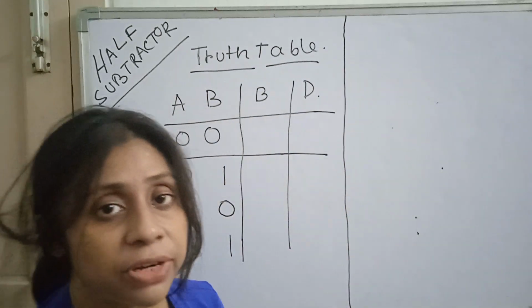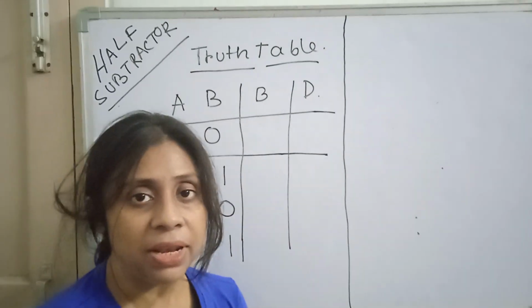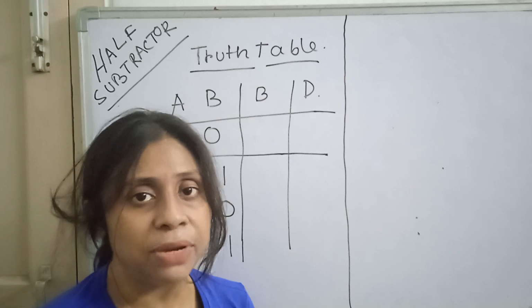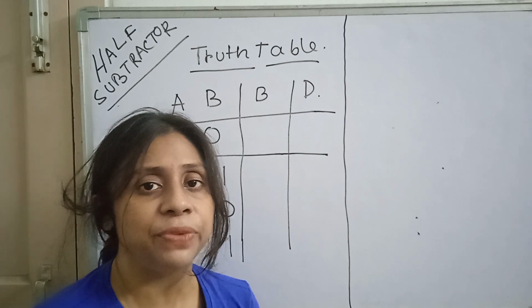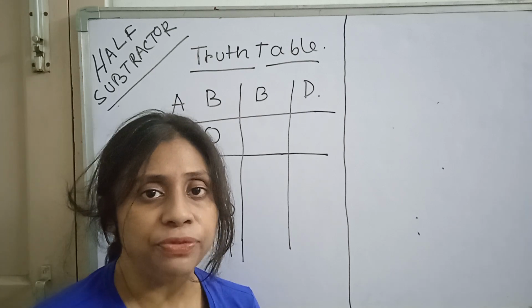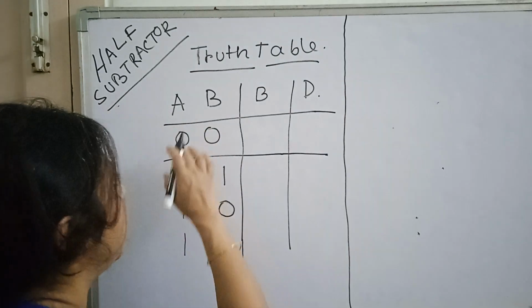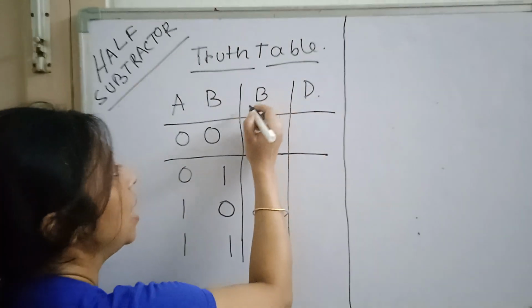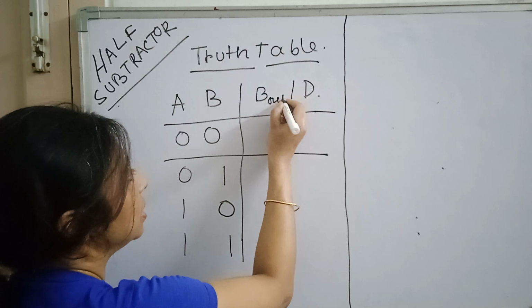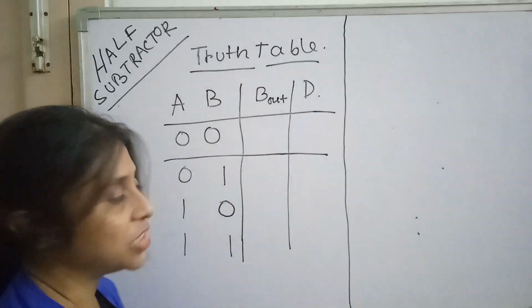Now see, the first step is to have the truth table. Now what is the truth table? The truth table is the relationship between input and output. So in case of half subtractor, as we are just making the difference of two present input bits, there are two inputs A and B, and there are two outputs, difference and borrow. Let us take this B out, that is borrow out. Now what will be the difference and borrow for each of the input combinations?